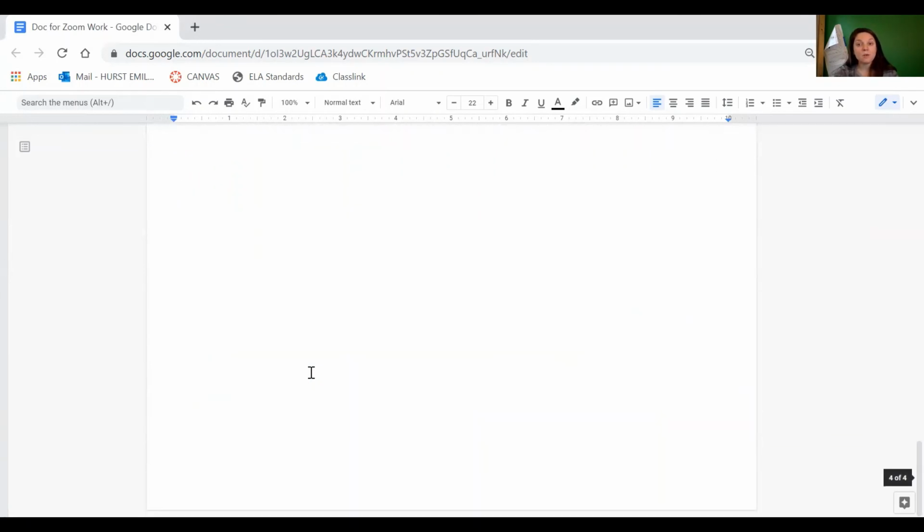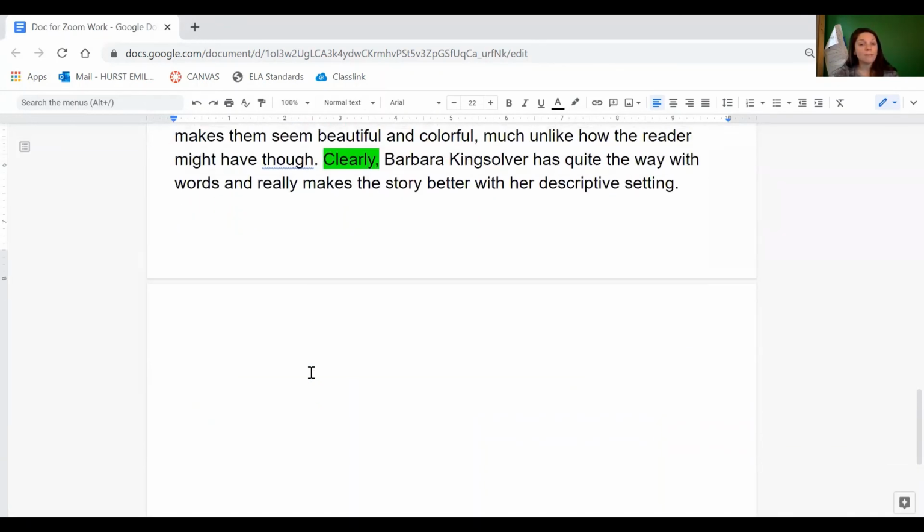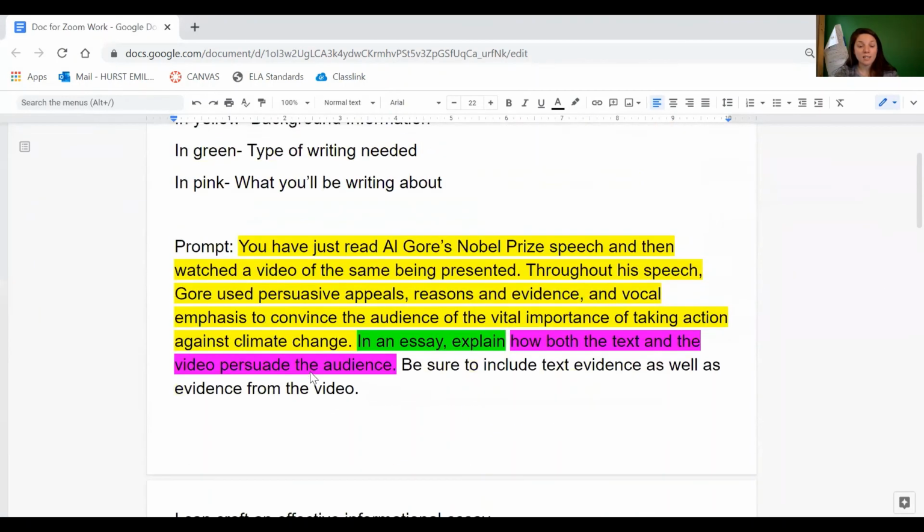Okay, so you now are going to craft an informational essay that answers this prompt. And I want you to make sure that you are using effective transitions to let your reader know what you're talking about. All right, once you have finished that, you are done for the day and we're done with Al Gore's Nobel Prize speech.